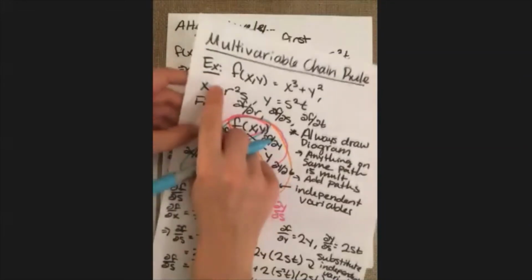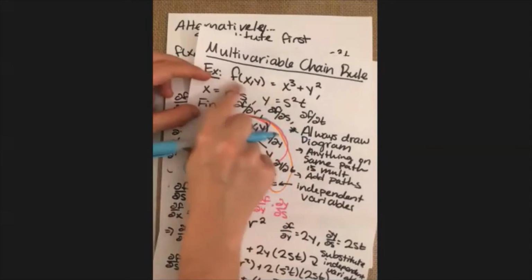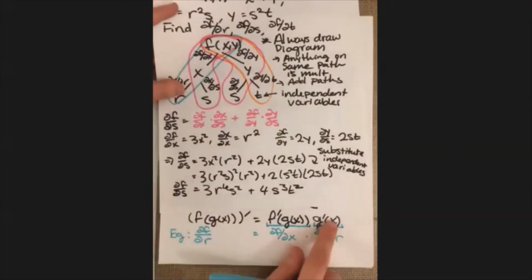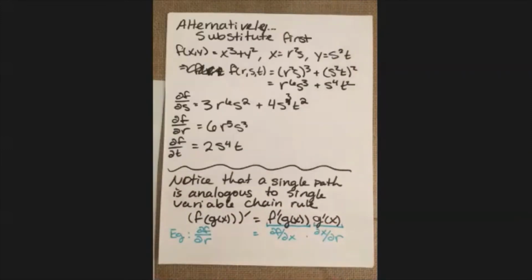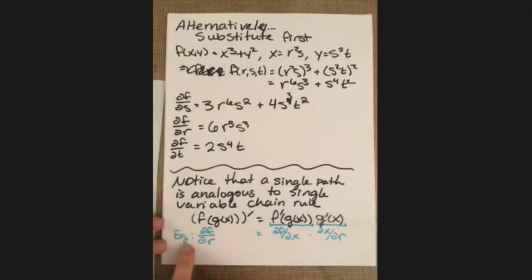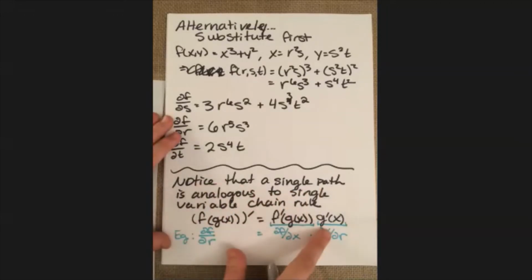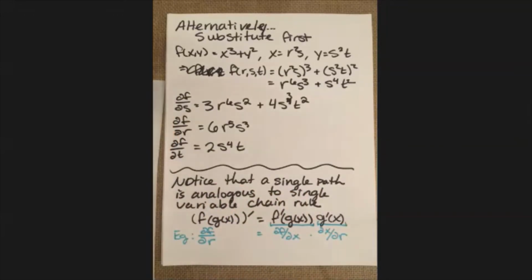So x here is acting like that inside function in f, and then r is like that very final variable there. So anytime that you're looking at just a single path on that tree, you're just working with the single variable chain rule. And then when you're looking at multiple paths, you're just applying this same idea to one path at a time and then adding them all back up.